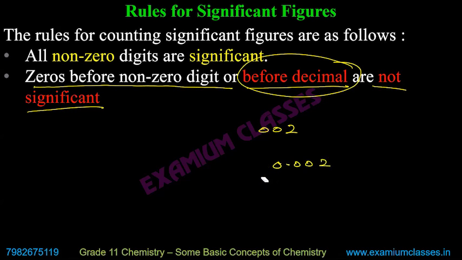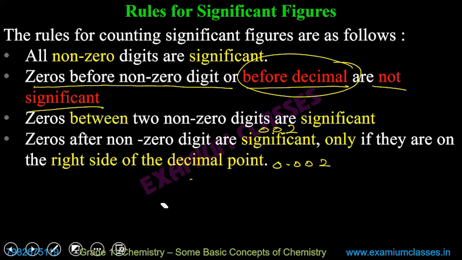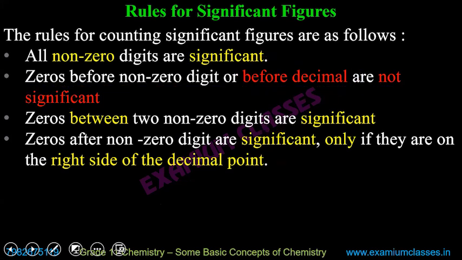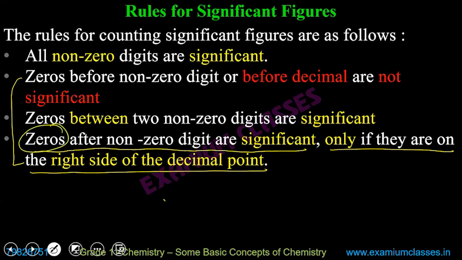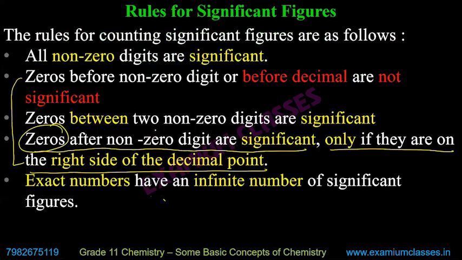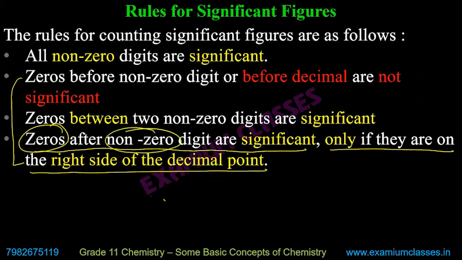But the hidden rule I told you, what is not written, that's why I included that question. The hidden rule is not here, rather in the fourth part, this one. It says zeros after a non-zero digit are significant only if they are on the right side of the decimal point. So if you combine these two, the zeros after a non-zero digit can become significant only, meaning 2.00, if they are on the right side of the decimal point.